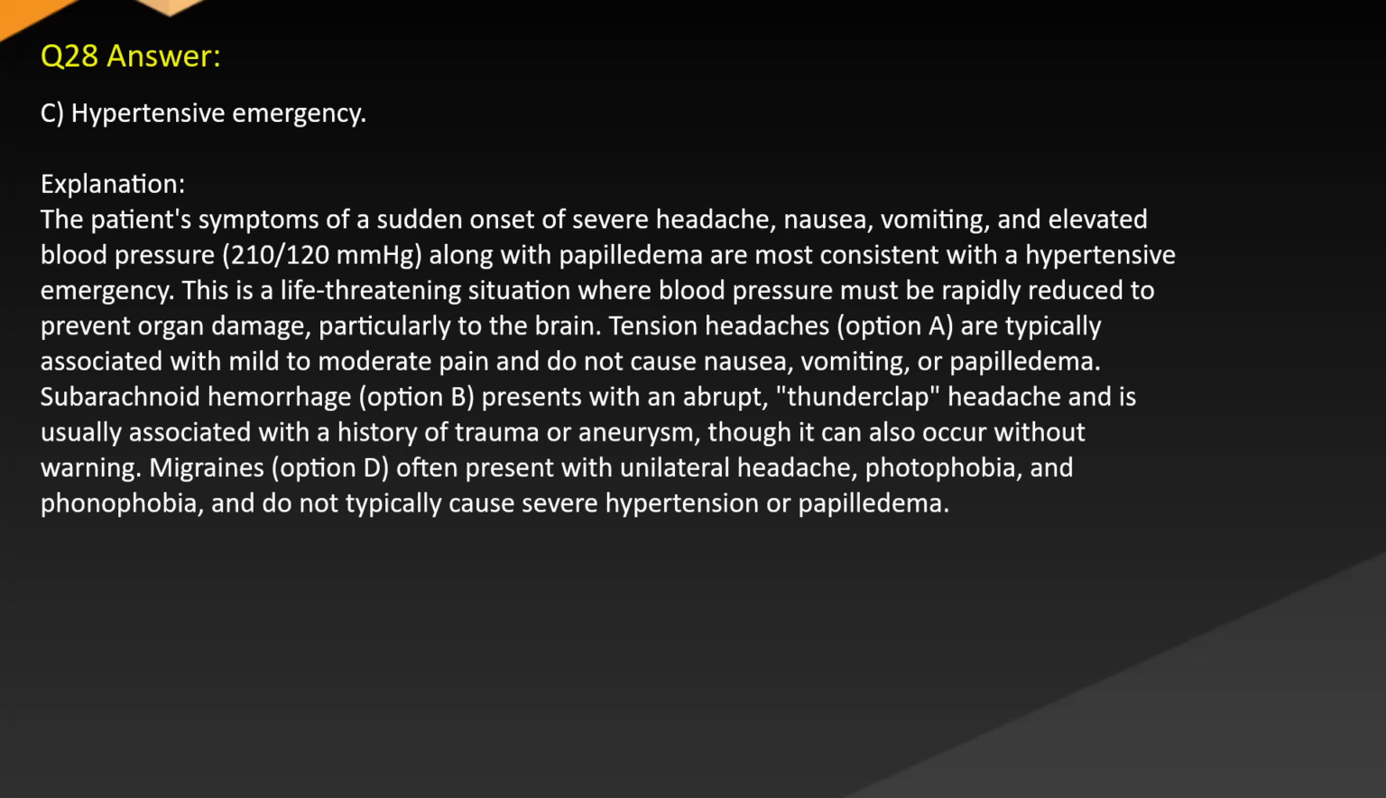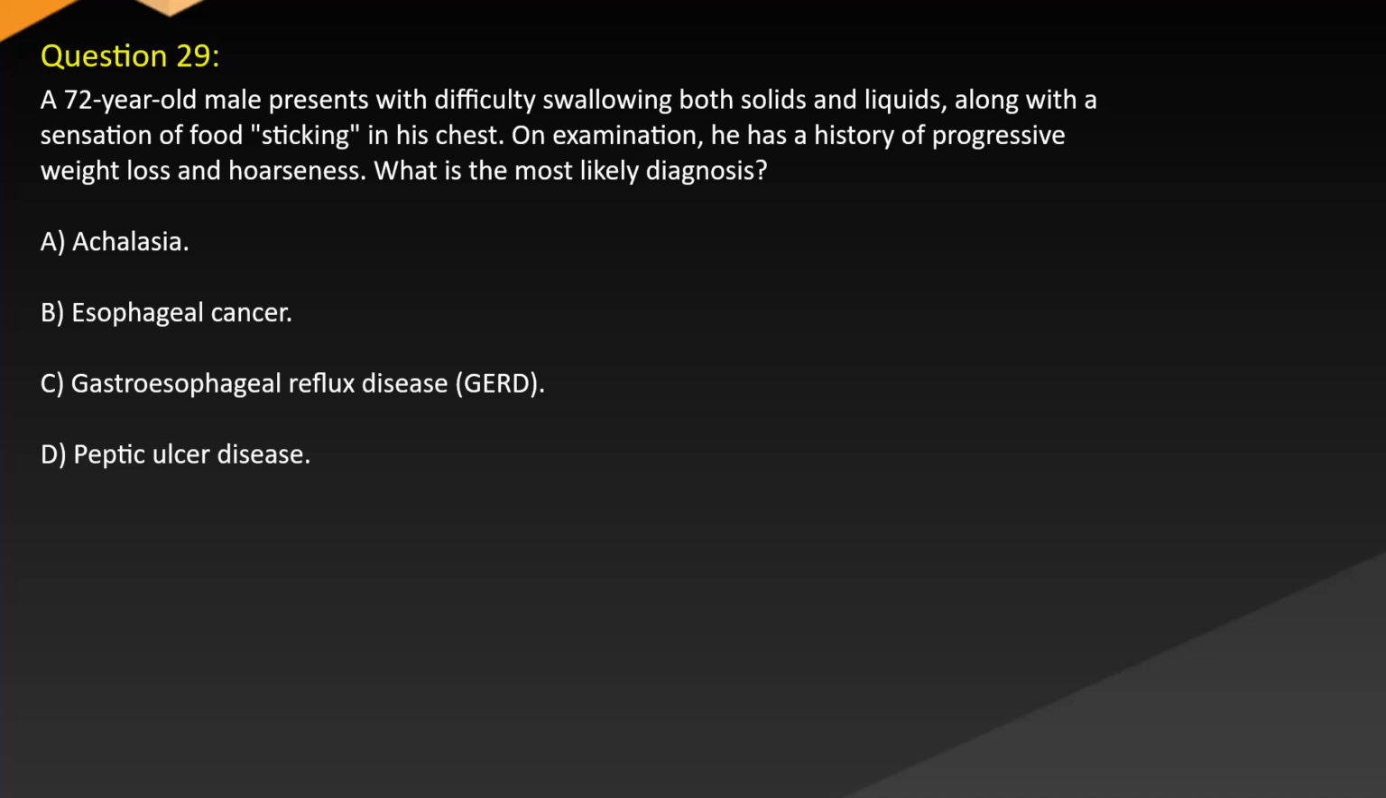Tension headaches, option A, are typically associated with mild to moderate pain and do not cause nausea, vomiting, or papilledema. Subarachnoid hemorrhage, option B, presents with an abrupt thunderclap headache and is usually associated with a history of trauma or aneurysm, though it can also occur without warning. Migraines, option D, often present with unilateral headache, photophobia, and phonophobia, and do not typically cause severe hypertension or papilledema.